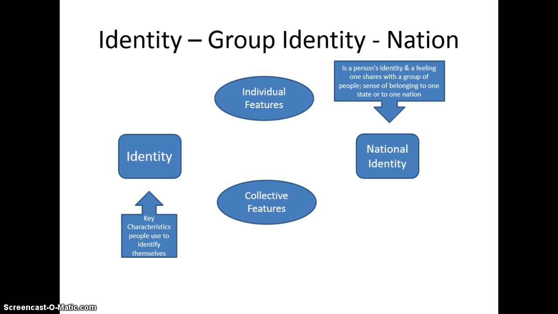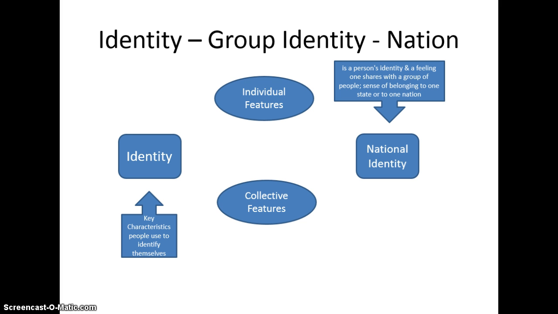Well, national identity is a person's identity and a feeling that that person shares with a group of people. In other words, it's part of an individual's identity, but it's a group characteristic. So it's a sense of belonging that an individual has to a state, a group, or to a nation. And it is obviously, and as was mentioned before, collective or group in nature.